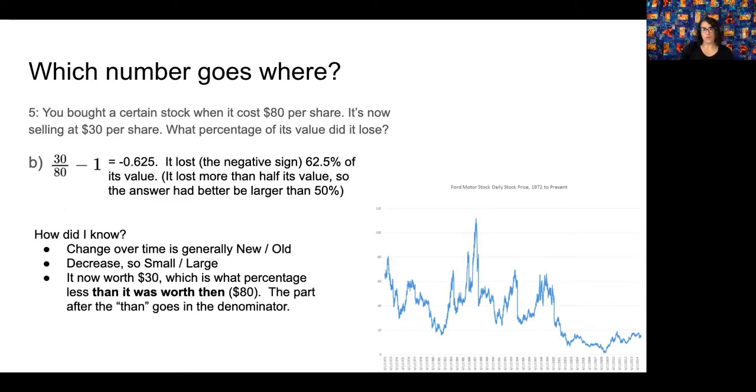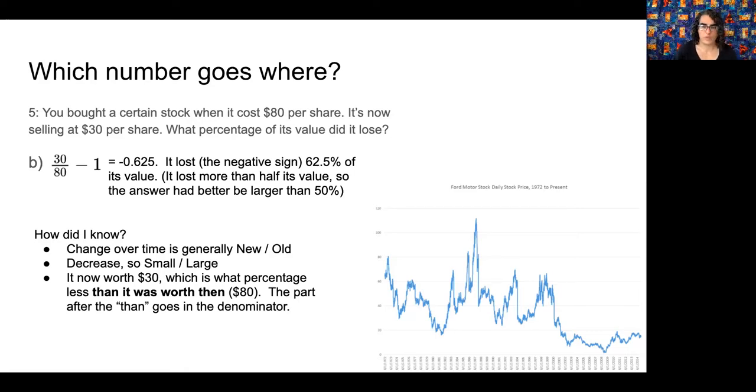Okay, so I set this up with 30 over 80 minus 1, which is equal to negative 0.625. So the stock lost, that's the job of the negative sign, 62.5% of its value. And I always like to pause and reality check my answers. Notice that it went down by more than half. $30 is less than half of $80, which means its price must have gone down by more than 50%. So it's good that this is a large number.